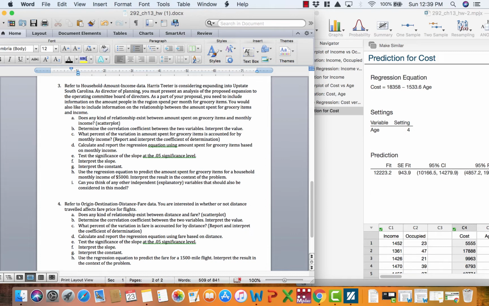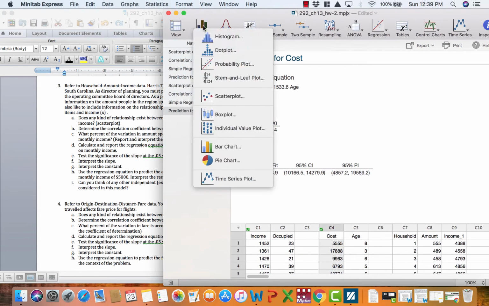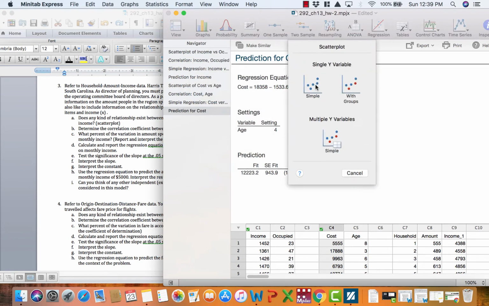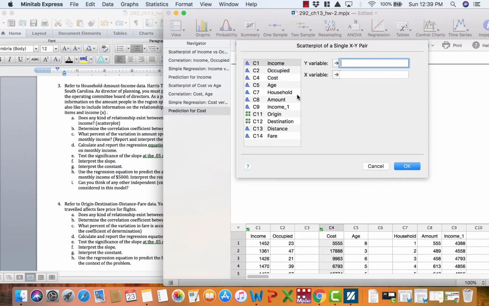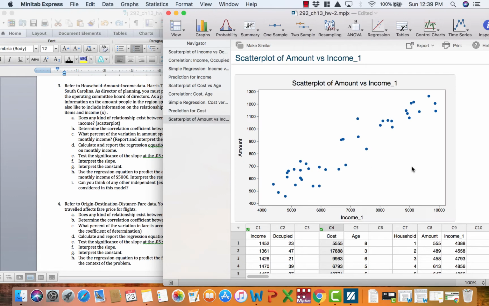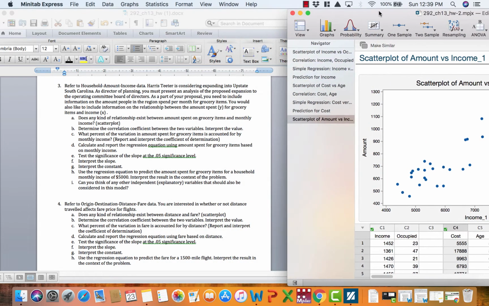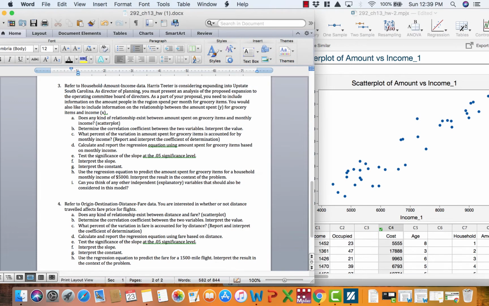All right, so what are we doing here? We're going to see if income predicts the amount spent on grocery items. So let's do our scatter plot. Again, our Y here is amount spent on groceries, and income is X. And clearly this is positive linear, right? And it makes sense. The more income you have, the more you typically will spend on groceries. So we're going to say here that this is positive linear.